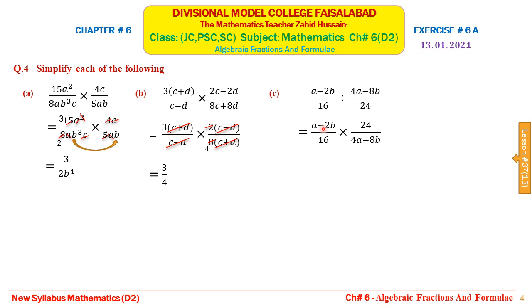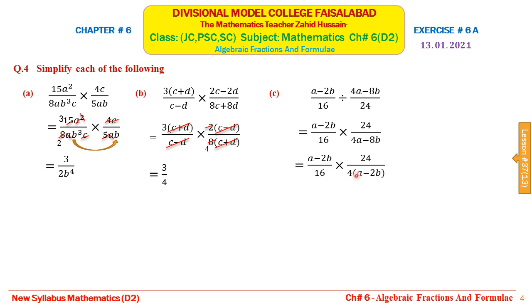First fraction will be written as it is. Division is changed into multiplication, and we have inverted this fraction, that is we have taken the reciprocal of this fraction, which is 24/(4a − 8b). Now this numerator cannot be factorized. This denominator can be factorized. So we will factorize this denominator by taking 4 common. We are left with a − 2b.